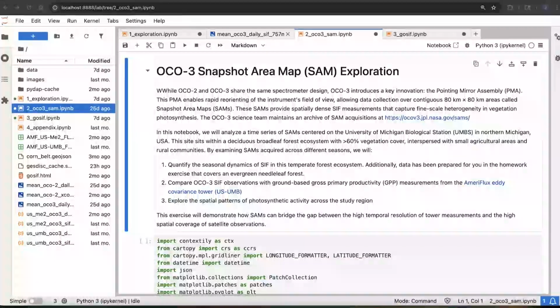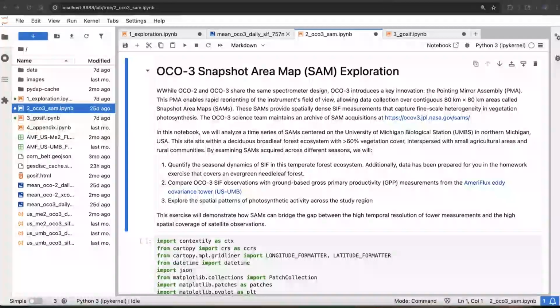While OCO-2 and OCO-3 share the same spectrometer design, OCO-3 incorporates a new component, the Pointing Mirror Assembly, or PMA. This hardware addition enables the instrument to rapidly sweep a mirror back and forth inside the optics, expanding the observation swath. Within time windows of several minutes, OCO-3 can collect data over a nearly contiguous 80-kilometer by 80-kilometer region. This capability makes SAM particularly valuable for SIF measurements, as it captures fine-scale vegetation heterogeneity that would otherwise be missed due to the spacecraft's long revisit times.